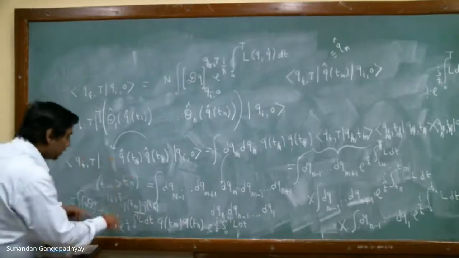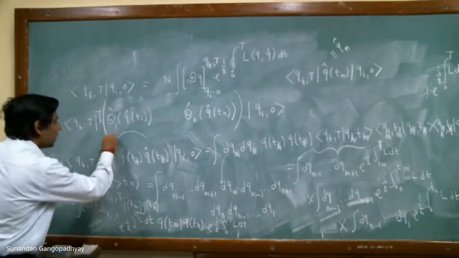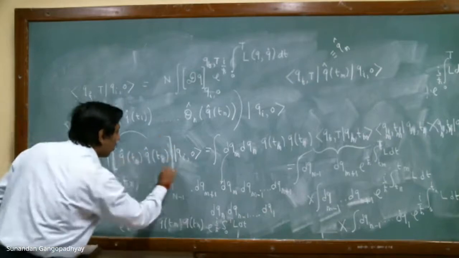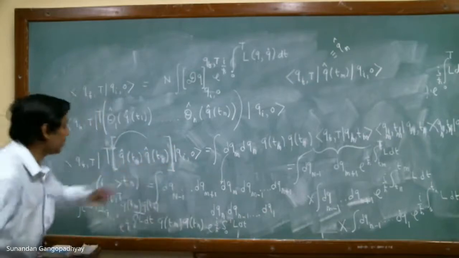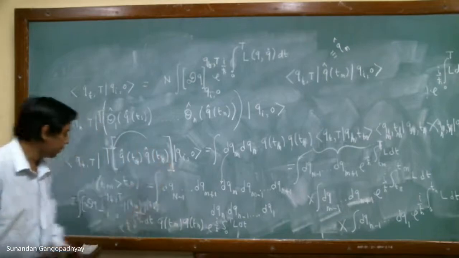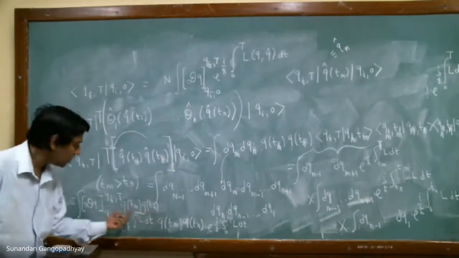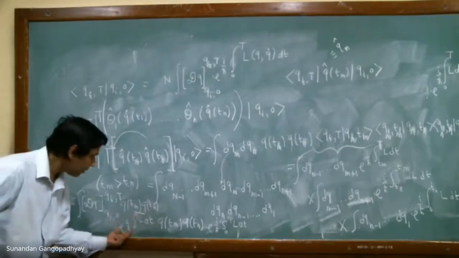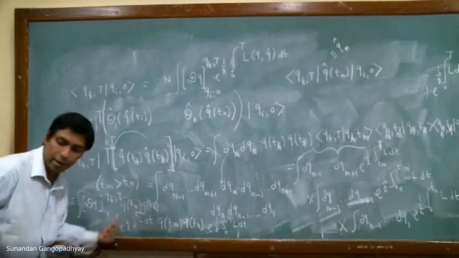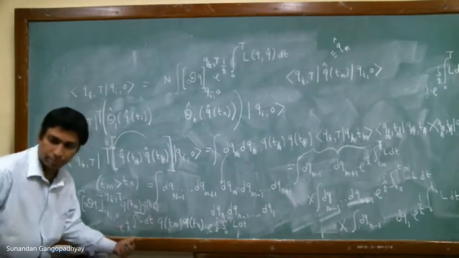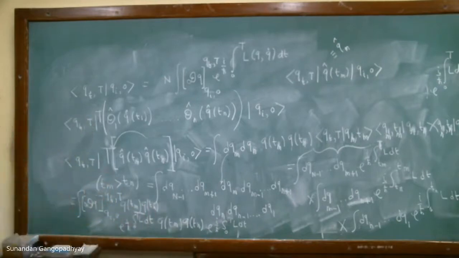So you can combine these two results by saying that the matrix element of the time ordered product of these two operators defined at two different times is equal to this path integral with these two insertions, q(t_m) and q(t_n), times the ordinary weight factor that we have. So this is the result for the time ordered product of two operators.